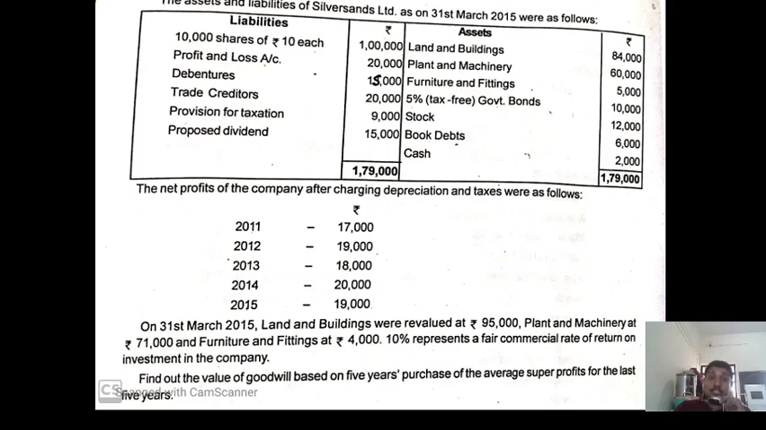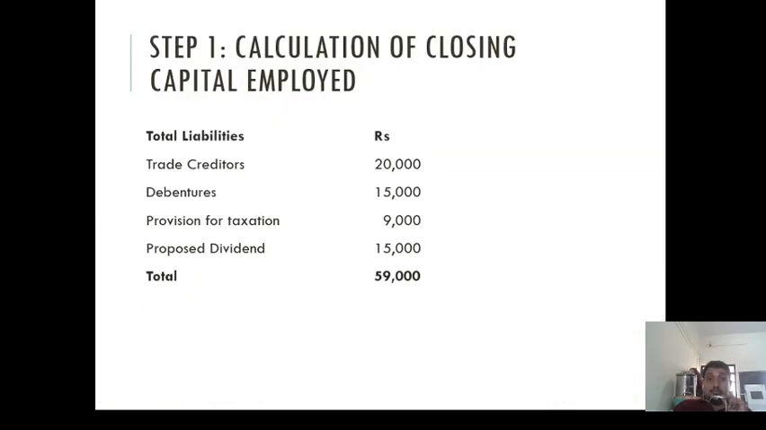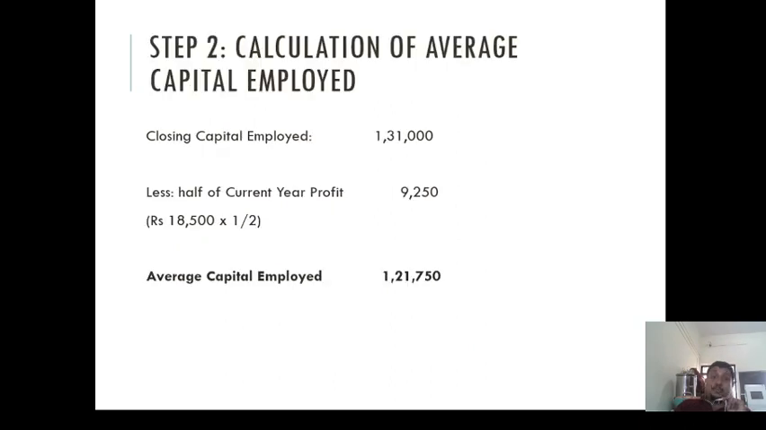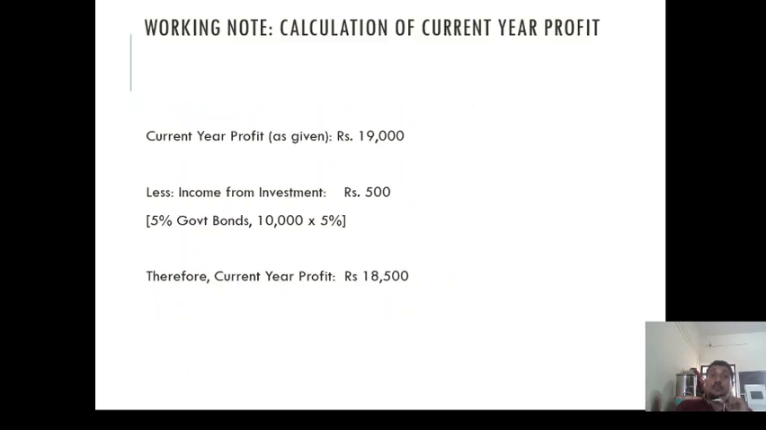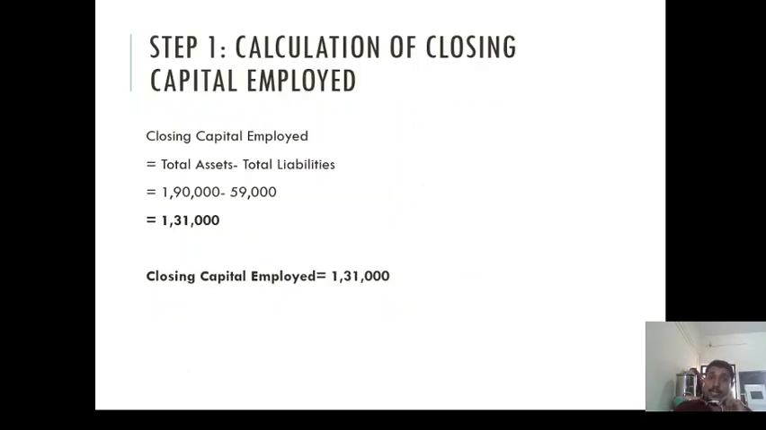Therefore, my recent year's income, that is to say profit, is not really 19,000. Recent year profit is actually 19,000 minus 500, so 18,500. So in my next step, I would have to make sure that the profit I take is 18,500 and not 19,000. So that calculation has been shown just before that.